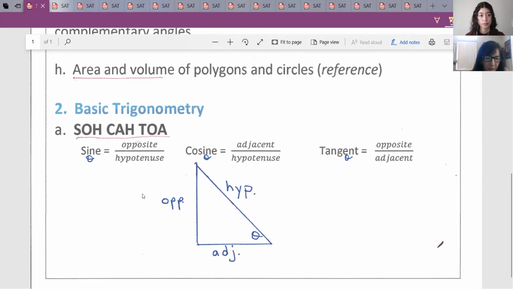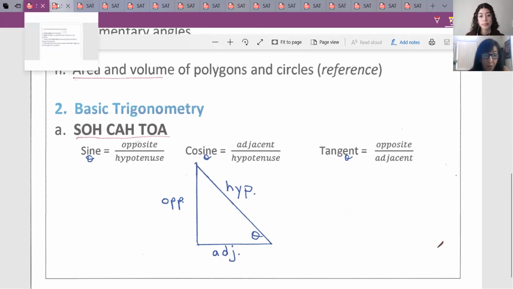So there's your theta. The sine of theta would be opposite over hypotenuse. The cosine of theta is going to be adjacent over hypotenuse, and then the tangent does not use the hypotenuse, it's opposite over adjacent. SOHCAHTOA. Okay. Any questions about that? We'll save our questions for later.